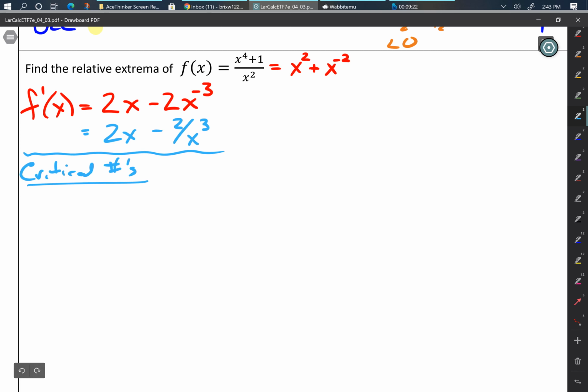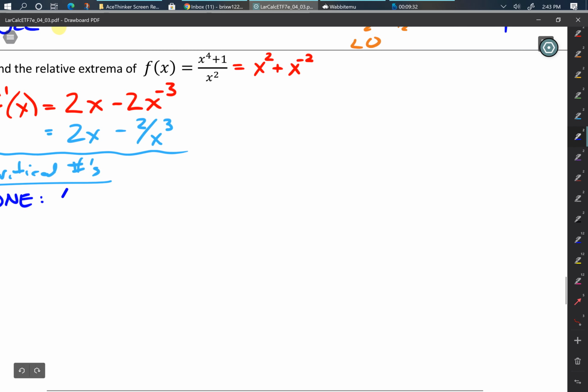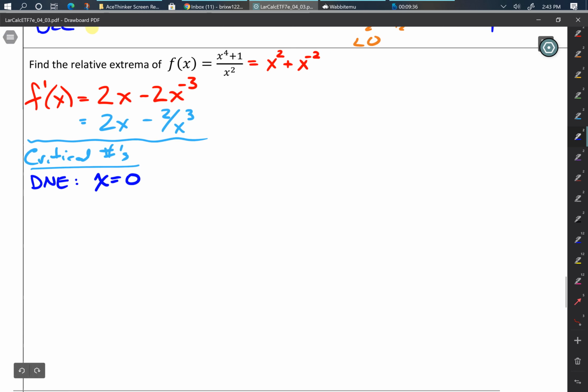Okay? Critical numbers. I always start with the does not exist. Are there any critical numbers from the does not exist here? Well, it looks like we have one. It looks like when x is 0, we're going to get a critical number because we're going to try to divide by 0 in that second term right there. We can't divide by 0, so we got a critical number from the doesn't exist side of the world.